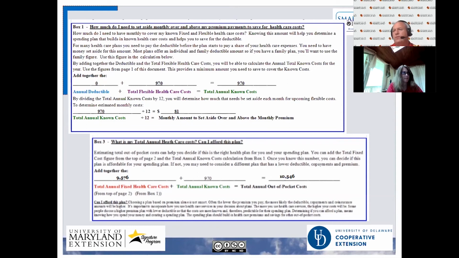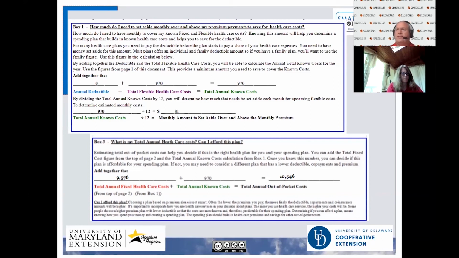And then what are your total annual healthcare costs? Well, you take the $9,576, which is your total annual fixed healthcare cost, add to your total known cost. And so your total annual out-of-pocket cost would be $10,546. And so that's what you got to make sure that you have set aside each year when you look at this particular scenario. And so you should be thinking about that as you go into each plan year.